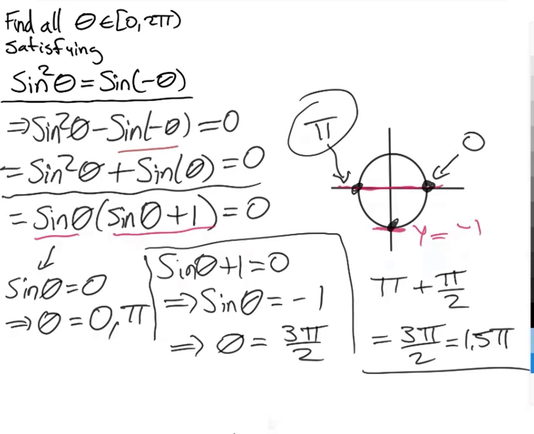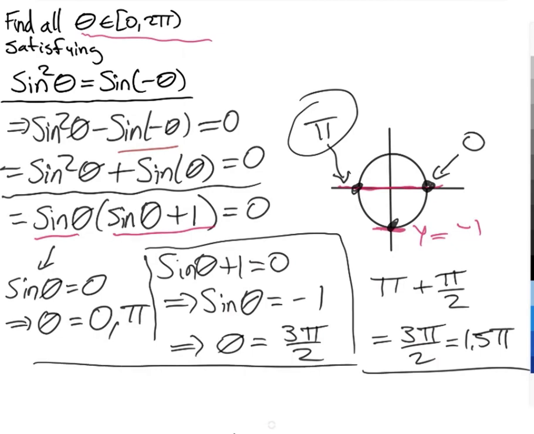Now, there are no more solutions for the particular interval that we're looking at. There's only one place on the unit circle where y is equal to -1. To get any other locations where it's -1, we would have to travel around the unit circle more than once. However, the original problem requires that theta be between 0 and 2 pi. So there are no more solutions here.